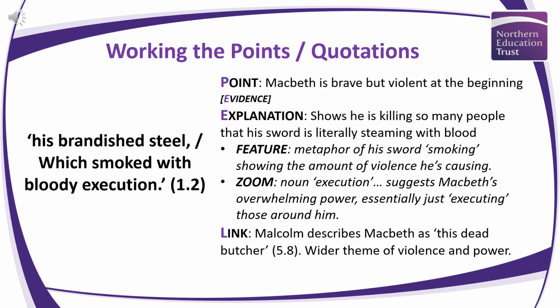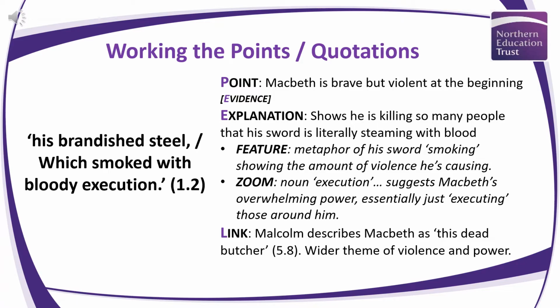So my point for the beginning would be that Macbeth is brave but violent at the start of the play. And my quotation would be, of course, this one, that is referring to his "brandished steel, which smote with bloody execution," from Act 1, Scene 2. Now what it shows is that he's killing so many people that his sword is literally steaming with blood. And I think about the metaphor of his sword smoking, showing the amount of violence that he's causing and connoting this idea of destruction and damage and so on.